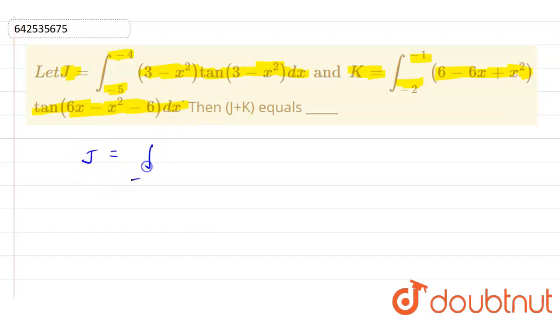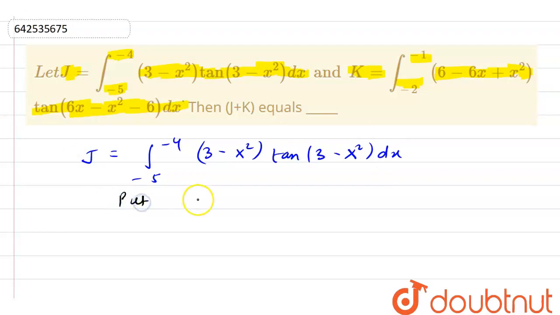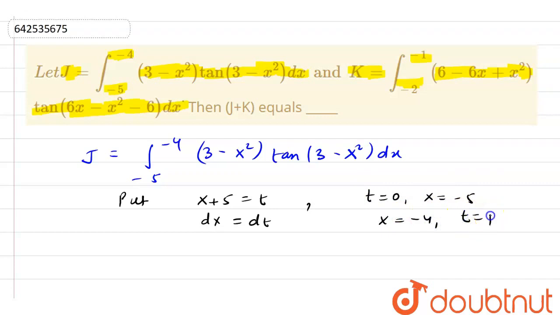Now here my J is the integral from -5 to -4 of (3 - x²) tan(3 - x²) dx. What I am going to do here is put x plus 5 as t, so on differentiating we'll get dx as dt. Now let's change the limit. If x is -5, then t is 0, and when x is -4, the value of t is 1.